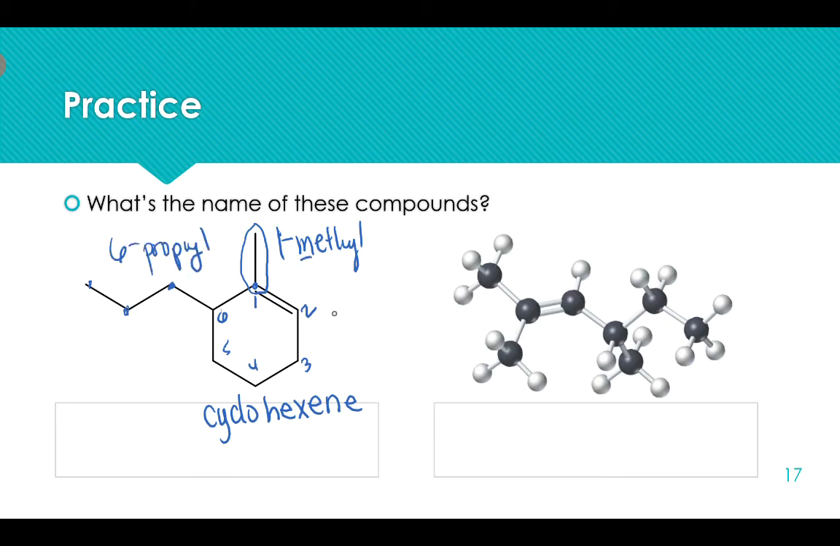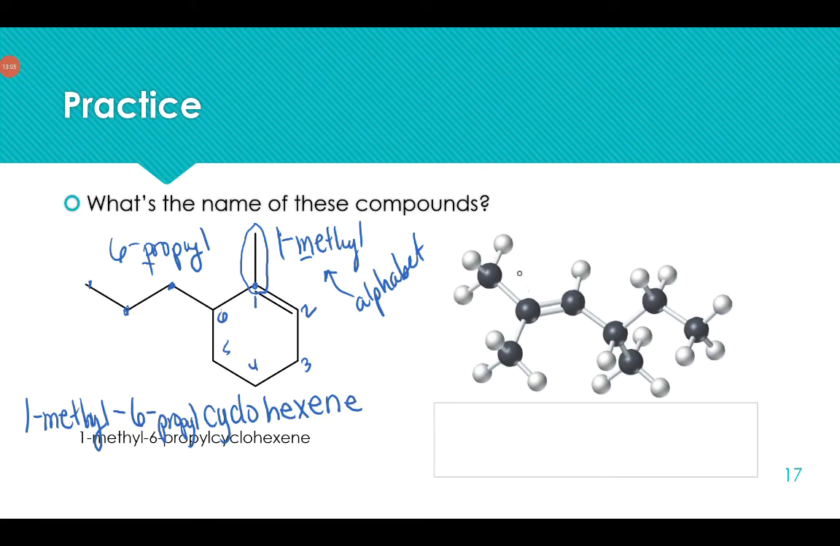And M comes first in the alphabet. So the methyl is going to need to come first. So that's going to be 1-methyl, 6-propyl cyclohexene.